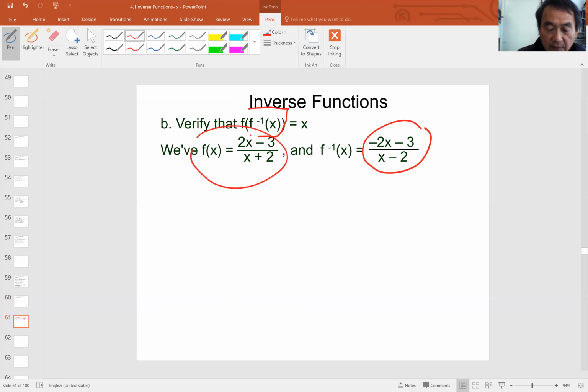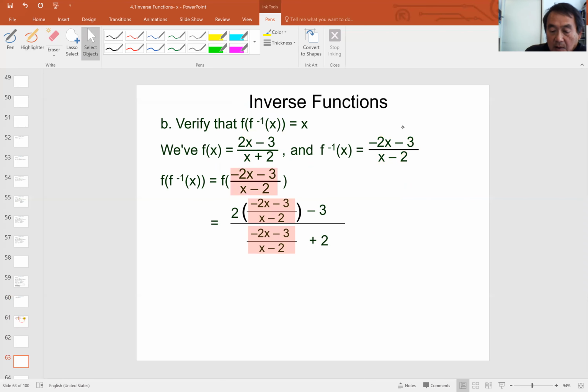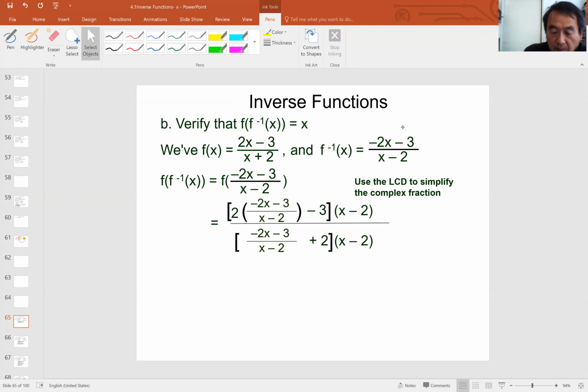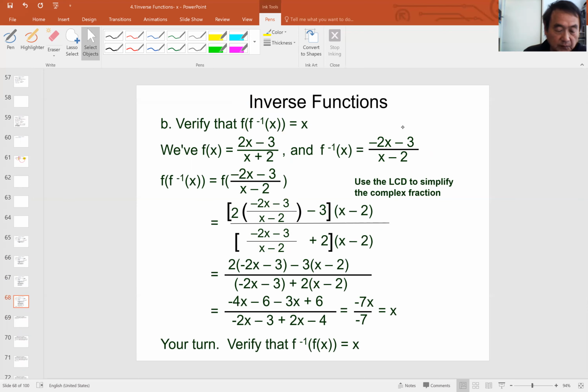And this says take f inverse and put it into f. In other words, wherever you see x, I'm going to replace it by this entire formula, the fractions. What you wind up with is complex fractions. Okay, then you clear the denominator. Okay. And we'll get x.